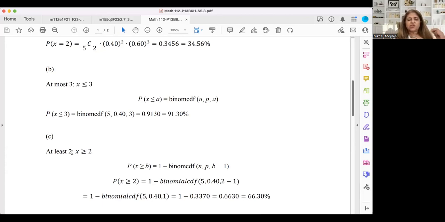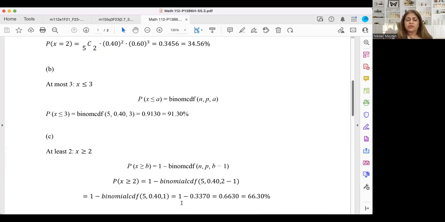So with at least 2, you cannot use binomial CDF by itself straight. You have to say 1 minus binomial CDF of the complement. And for the complement, you take away 1 from your number. The complement is binomial CDF of N, P, and 1. 1 means you have to find the probability of 1 and 0, add them together, and take this answer away from 1.